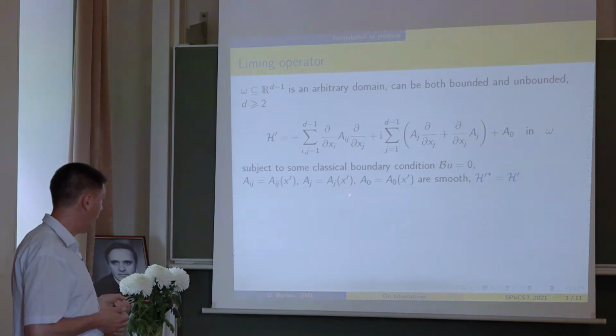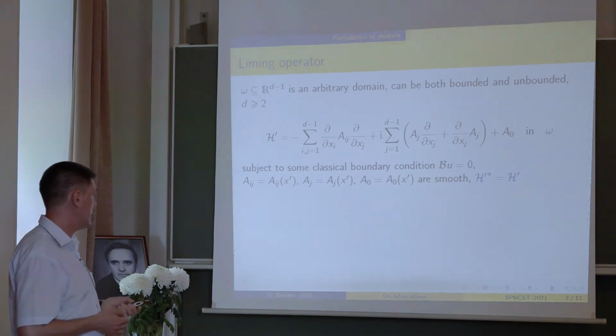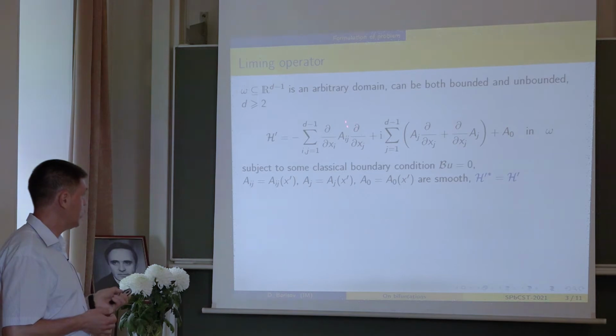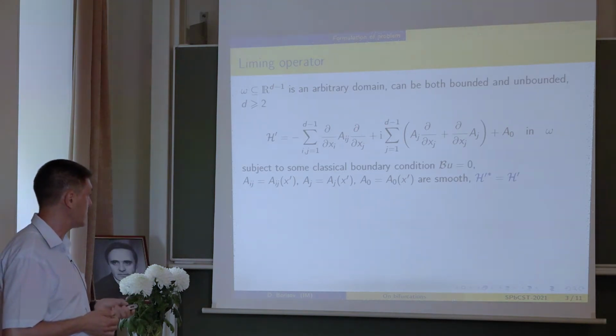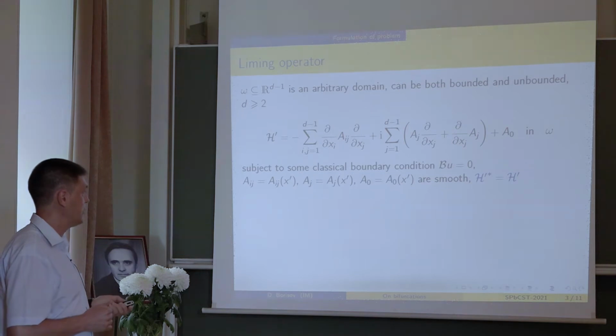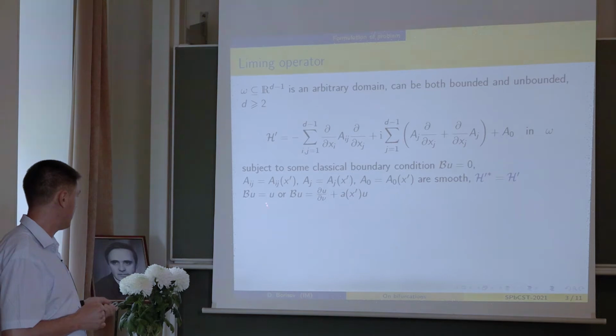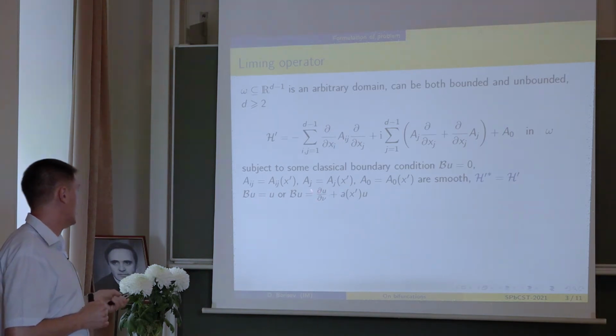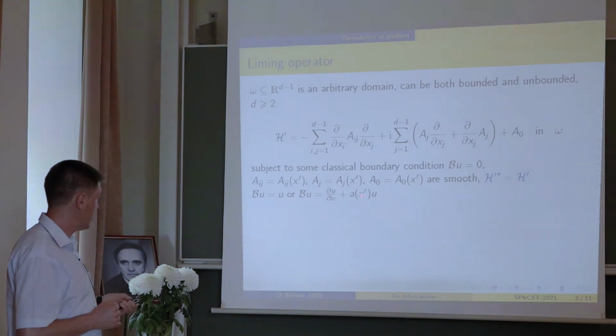define some operator H prime, which is of a general form. It's a second order differential operator, which is self-adjoint, and it acts in this omega. And I assume that the coefficients of this operator are just some smooth functions. And on the boundary, I just impose some classical boundary conditions so that this operator with this boundary condition is self-adjoint. The form of a boundary condition can be, say, like this or this one. So it can be the first boundary condition of Robin type. But in the case of this boundary condition, I also assume that these coefficients depend only on x prime.